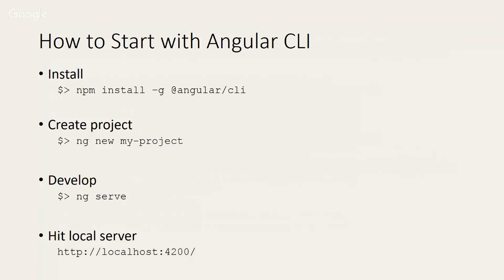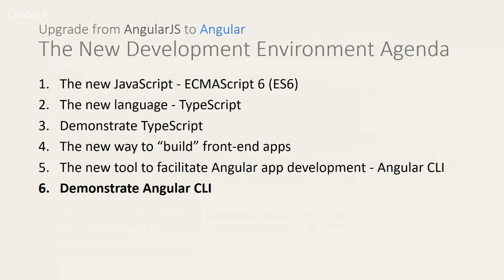So how do we start using the CLI? Well, we simply run an npm install globally for the Angular/CLI package. Then we can create a new project with the ng new command, and we can start to develop and see what that looks like by running this ng serve command. The local server that it serves on is localhost port 4200. So let's demonstrate, take a little look at that.